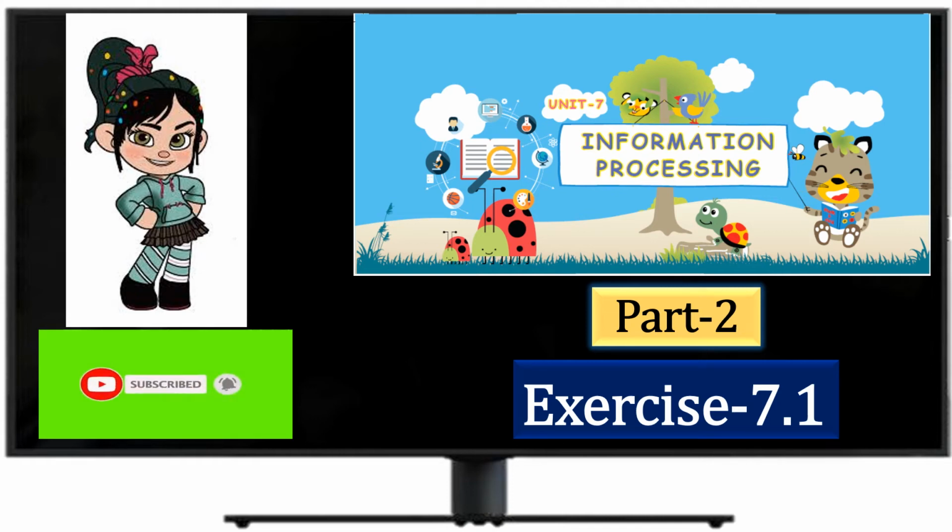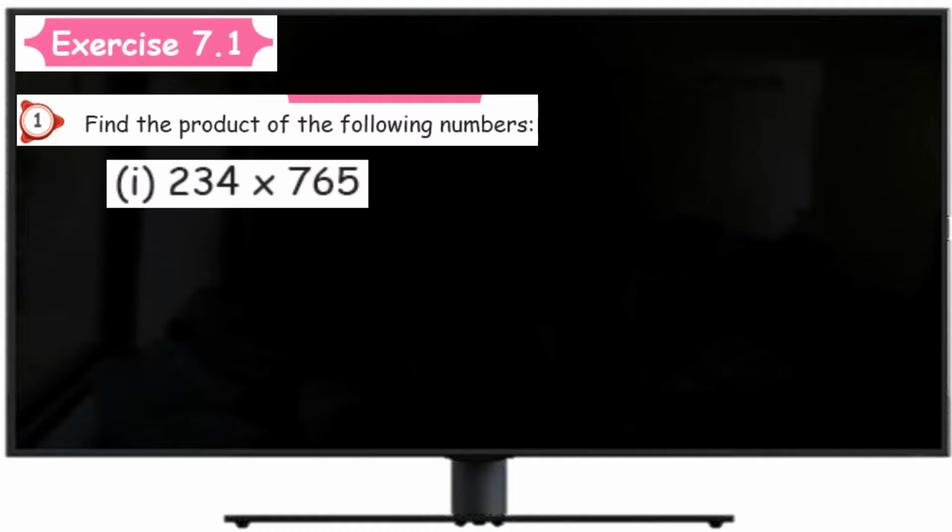Term 3, Unit 7 Information Processing, Part 2. In this session, we are going to learn about exercise 7.1. So, first sum, find the product of the following numbers. First one, 234 into 755.